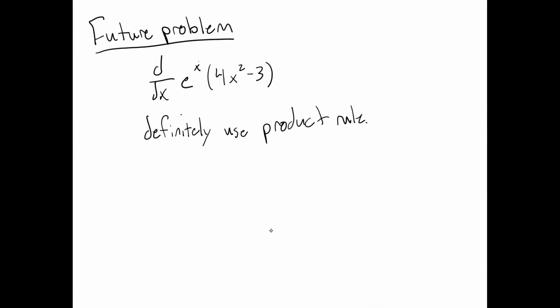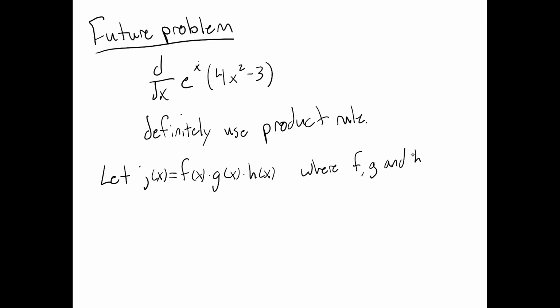Okay, I want to do one more problem, and I want to think about this because this is something that is really important to understand. We talked about expanding the sum rule and difference rule and stuff like that. I want to talk about extending or expanding the product rule. So let j of x equal f of x times g of x times h of x, we'll say, where f, g, and h are all differentiable functions.